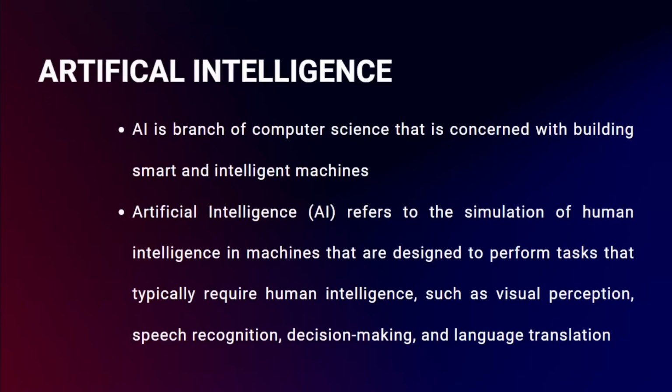Once again, AI is a branch of computer science that is concerned with building smart and intelligent machines. Artificial intelligence refers to the simulation of human intelligence, designed to perform tasks. If you incorporate OpenCV or image processing, it has visual perception. If you are using NLP, or natural language processing, it would achieve speech recognition. With the help of machine learning and deep learning, you can go with decision making, so that collectively you can achieve this human intelligence, right?